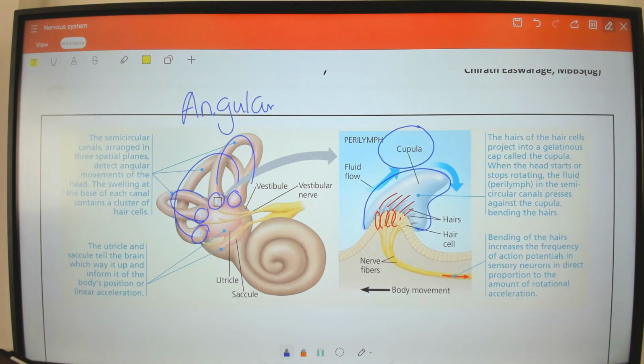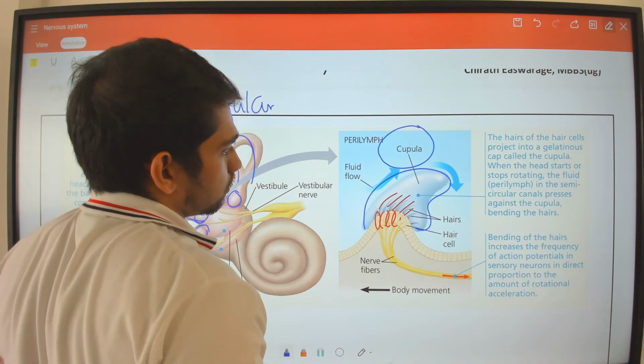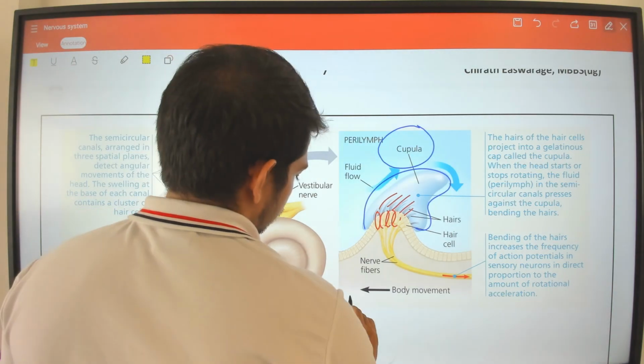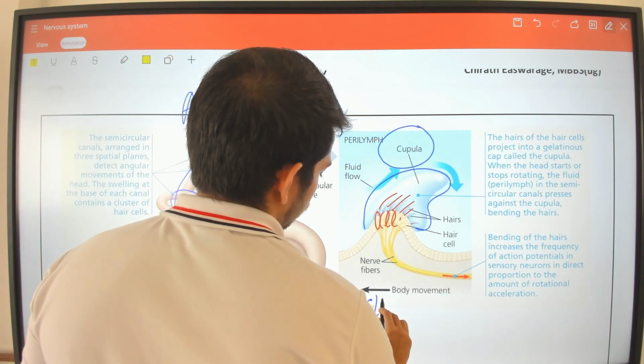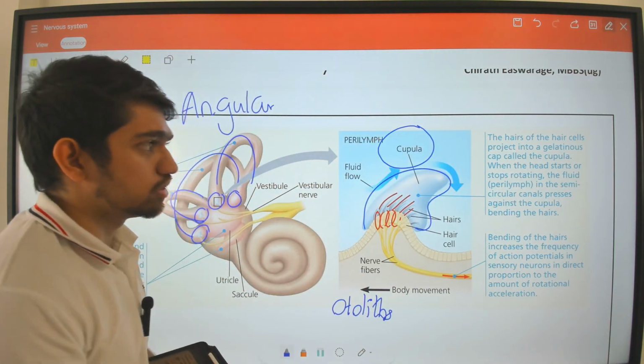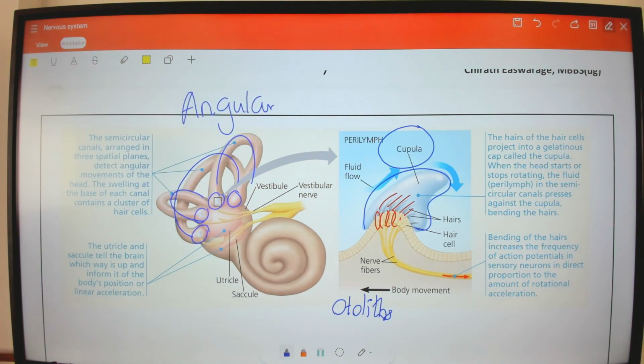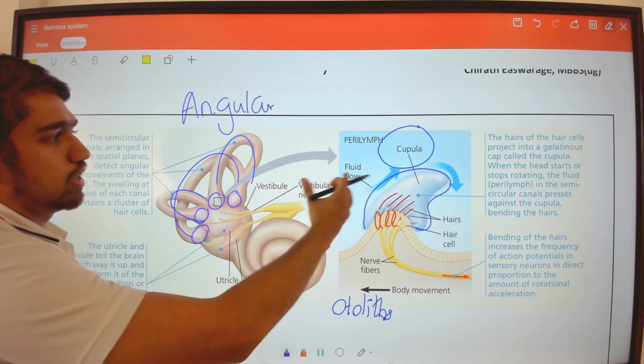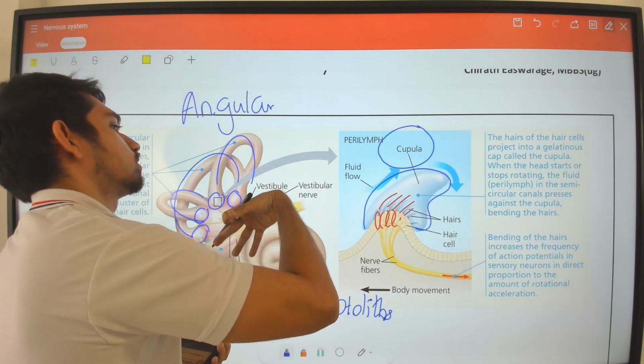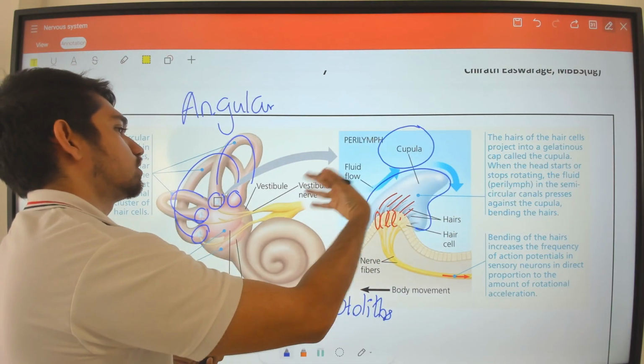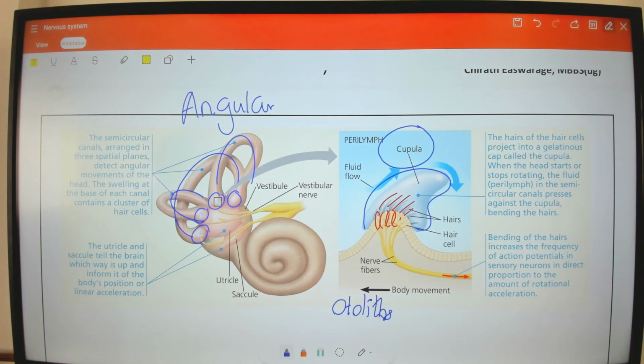Got it? In there you do not have calcium carbonate otoliths. Here you only have this gelatinous cap. That name is not given. Together with the hair cells, the gelatinous cap bends this way and that way.